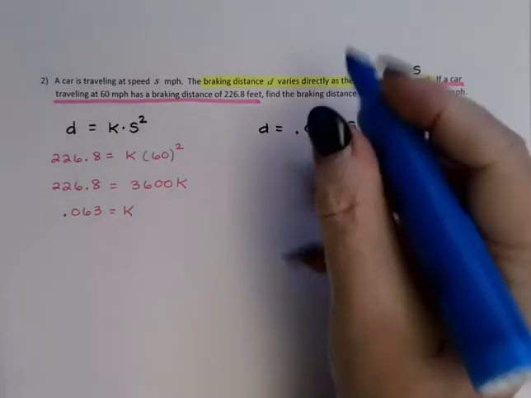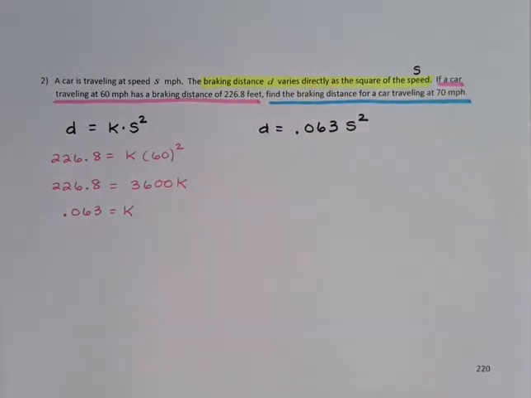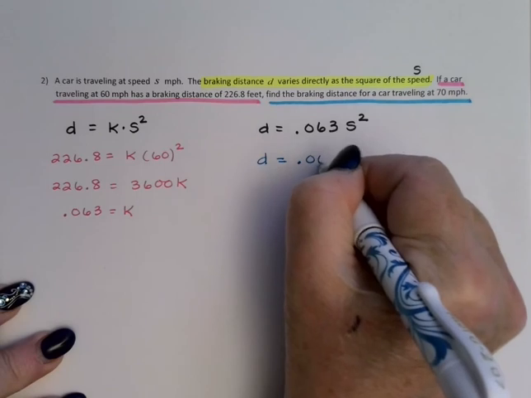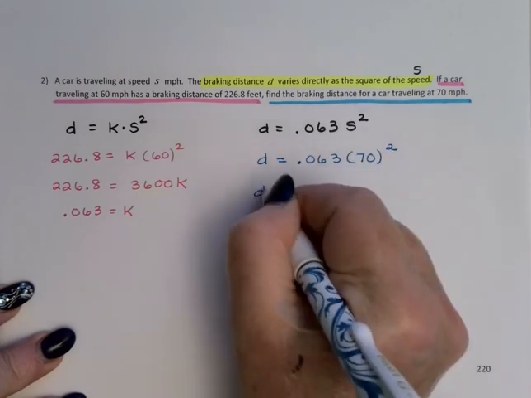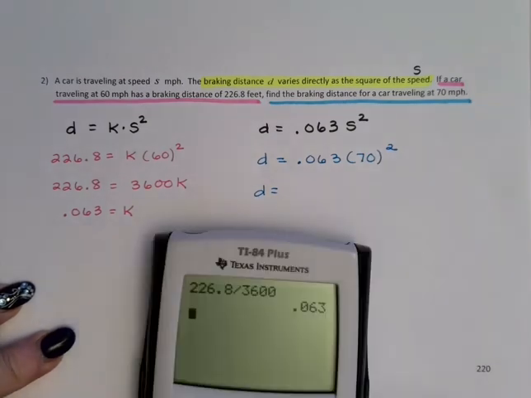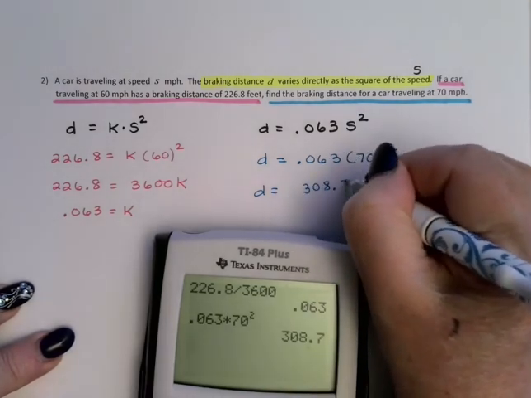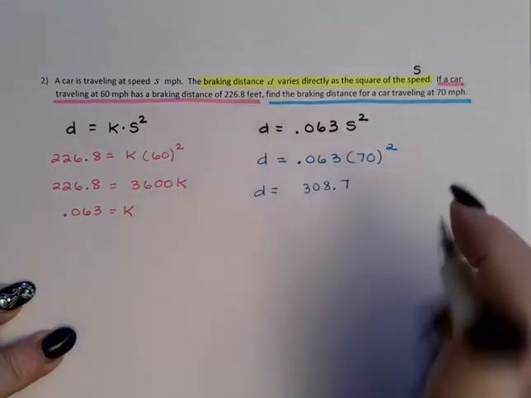And I'm finally ready to answer the question. Find the braking distance if the car is traveling 70 miles per hour. So D is my unknown, and the speed is 70. Get a little calculator help. I'm getting a braking distance of 308.7. And I think that was in feet, right? Yeah, braking distance was in feet.